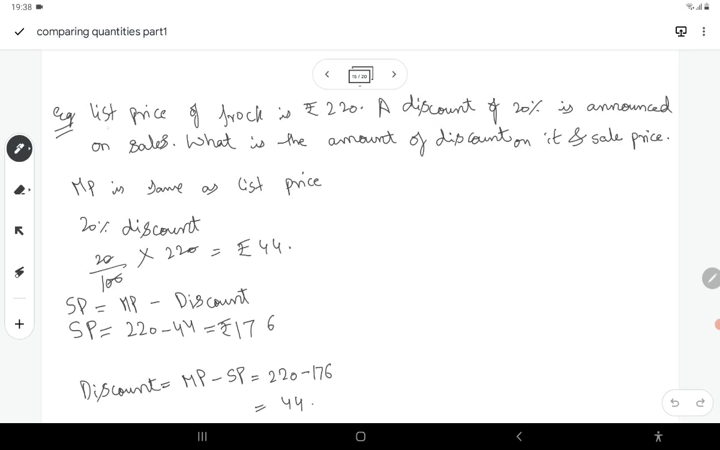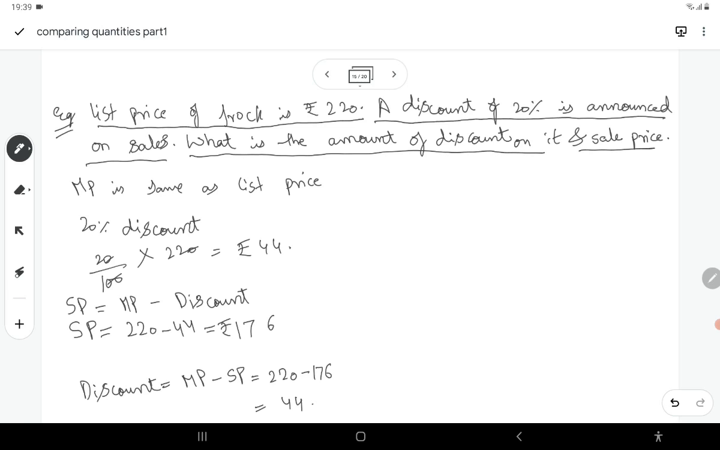Let's solve another question. It says list price of a frock is 220 rupees. A discount of 20% is announced on sales. What is the amount of discount on it and what is the sales price? So what is list price? List price is the same as marked price, and there is 20% discount, and we calculate the discount on the marked price. So 20% discount is 20% of 220, which comes out to be equal to 44.